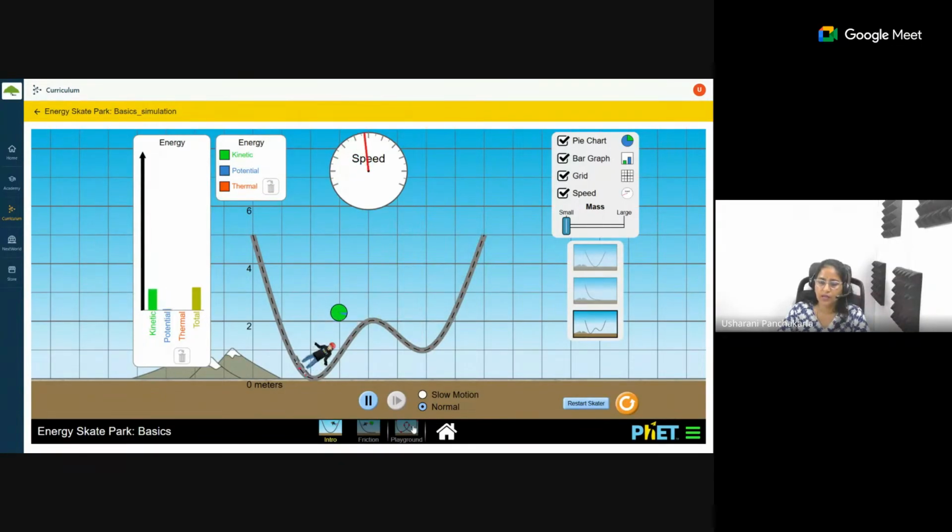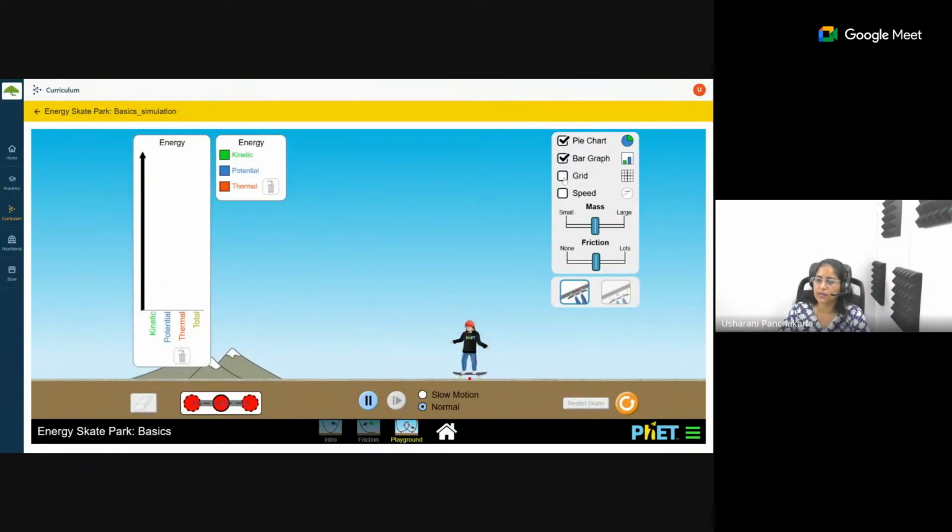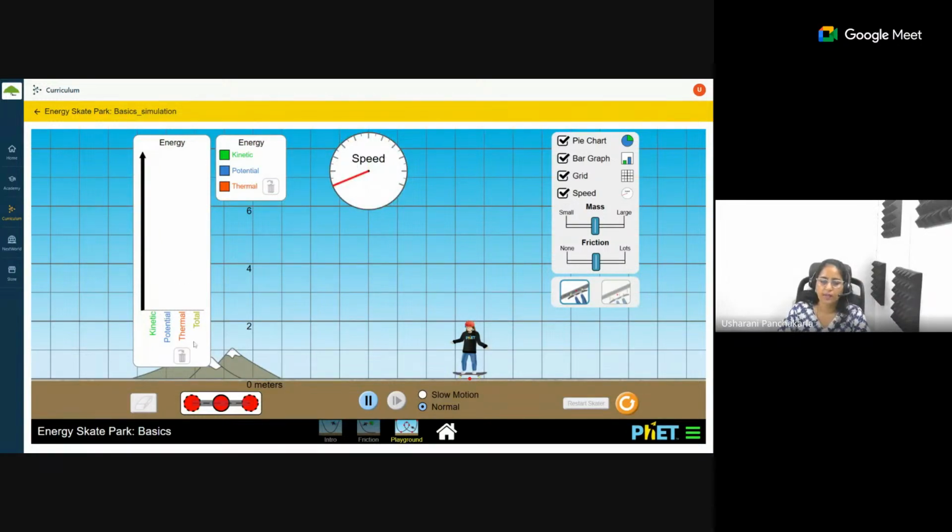So you can see even the speed. Now here friction has also been added, and that is where your thermal energy comes in. Earlier we saw the kinetic and potential energy. Right now you can even see the thermal energy, that is the energy that comes when there is friction.